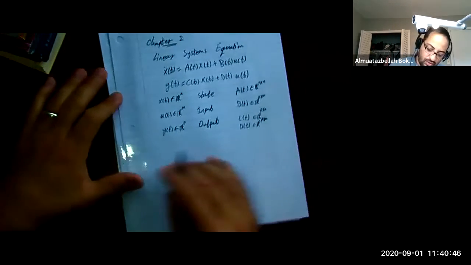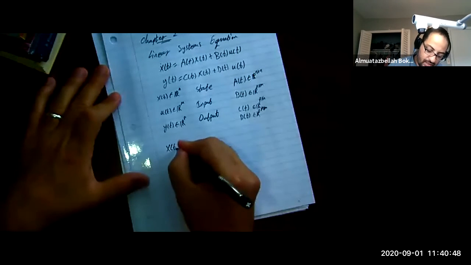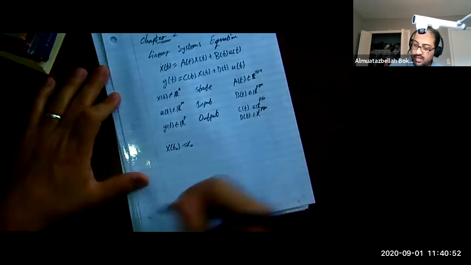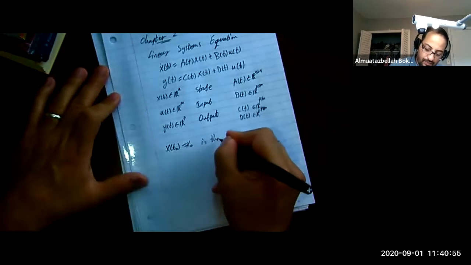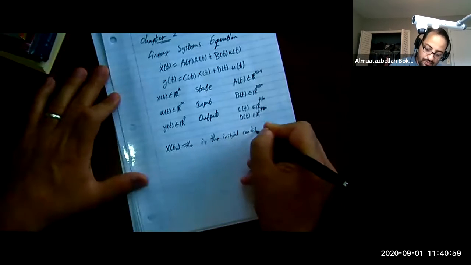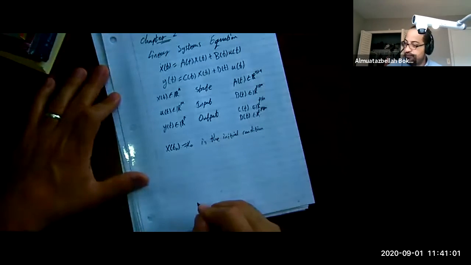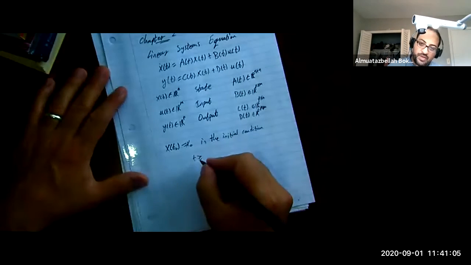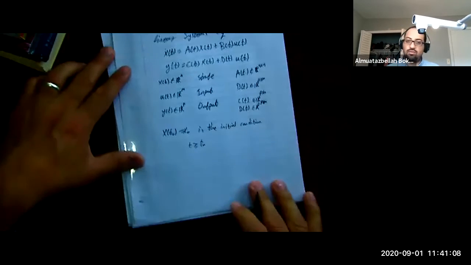Okay, and also the initial conditions. So x of t0, I'm going to call it just x0. This is the initial condition of the system. Okay, and also I'm going to assume that t is larger than or equal to t0. Okay, so this is one thing.